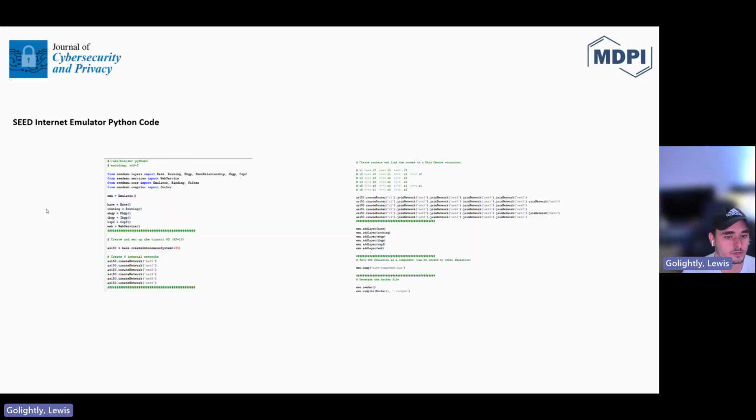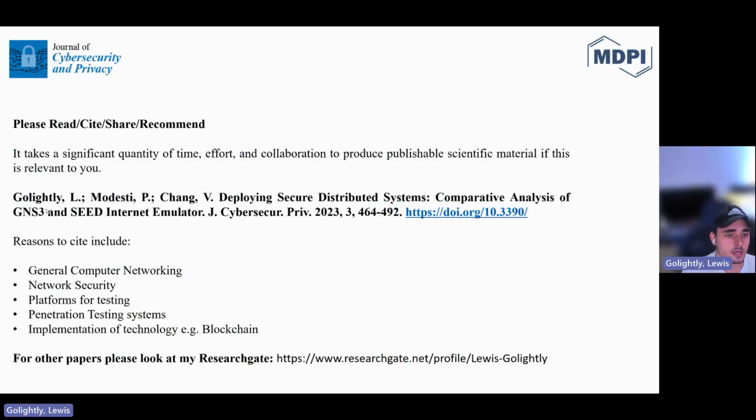Here we can see the Python code used to build our SEED Internet Emulator topology. We first imported the libraries, then created the services, OSPF especially. We then created the networks, or the subnets, for the routers to connect to. We created the routers and attached them to the subnets, and then we compiled using Docker for the emulation.